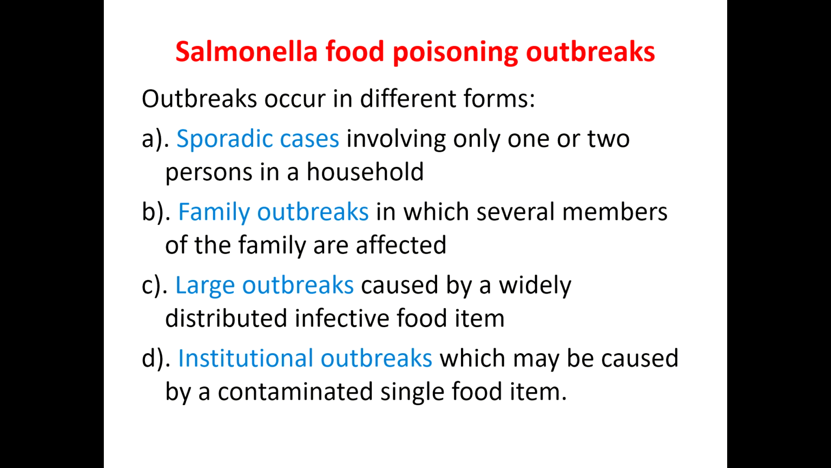Salmonella food poisoning outbreaks occur in different forms. Sporadic cases involve only one or two persons in a household. Family outbreaks are those in which several members of the family are affected. Large outbreaks are caused by a widely distributed infective food item, and institutional outbreaks may be caused by a single contaminated food item.